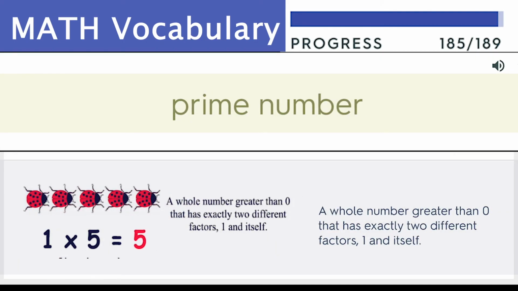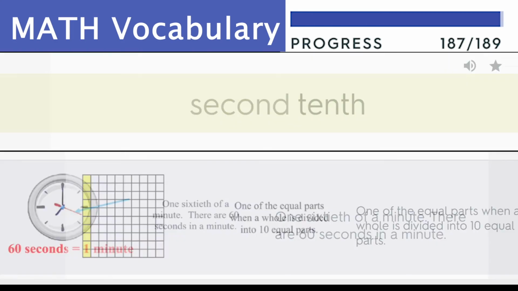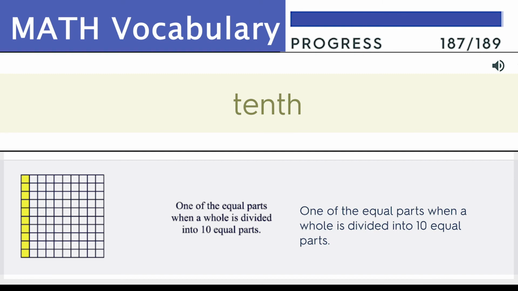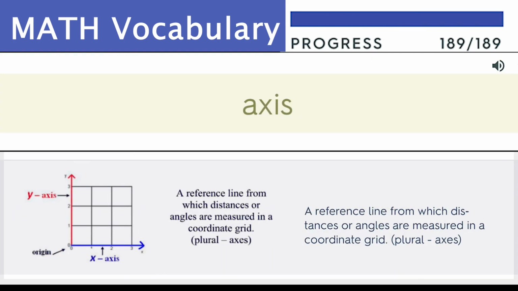Prime number. A whole number greater than 0 that has exactly two different factors, 1 and itself. Second. 1/60th of a minute. There are 60 seconds in a minute. Tenth. One of the equal parts when a whole is divided into 10 equal parts. Unlike denominators. Denominators that are not equal. Axis. A reference line from which distances or angles are measured in a coordinate grid.